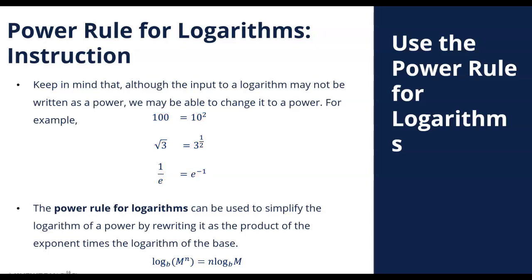Now, the power rule for logarithms can be used to simplify the logarithm of a power by rewriting it as a product of the exponent times the logarithm of the base. So again, the logarithm of m to the n base b is equal to the exponent times the logarithm of the base, m base b.